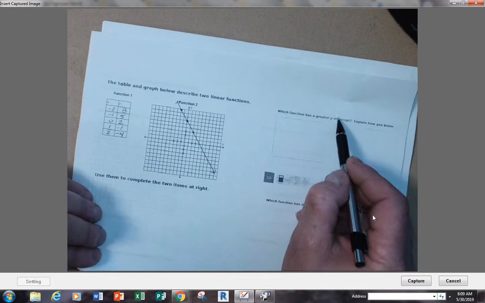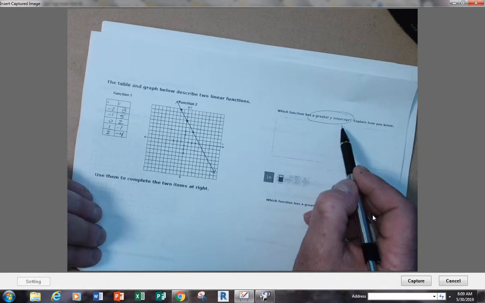So for this one, they want you to find the equations again, and then they want you to answer these questions. Which one has the bigger y-intercept number? And then which one has a greater rate of change, or slope, or m, or number in front of x? That's what they're asking.